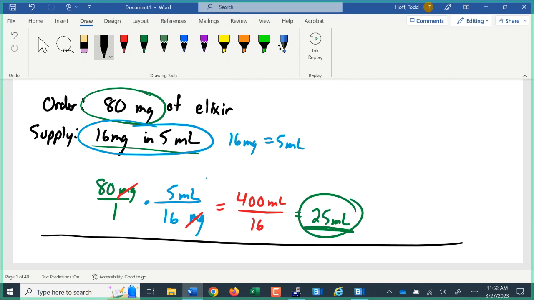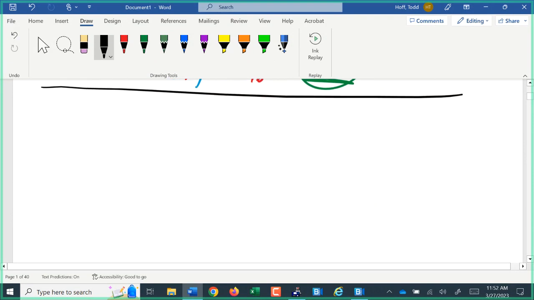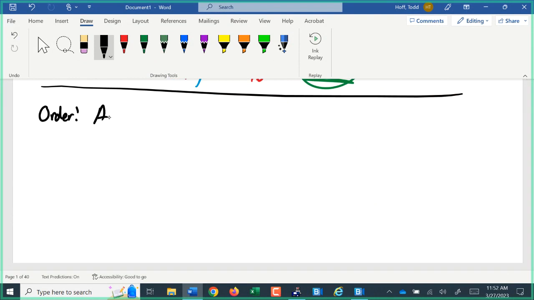Well, enough with the really simple examples. Let's look at something maybe a little bit more complex, not horribly, but let's look at an order for Axid. Let's go 0.3 grams PO BID. So again, some interpretation here. PO just means by mouth, orally. BID means twice a day. Neither one of those really affect this calculation.